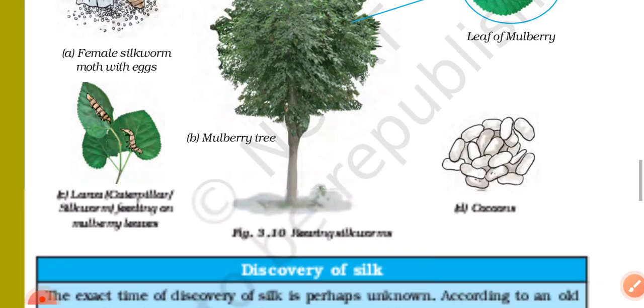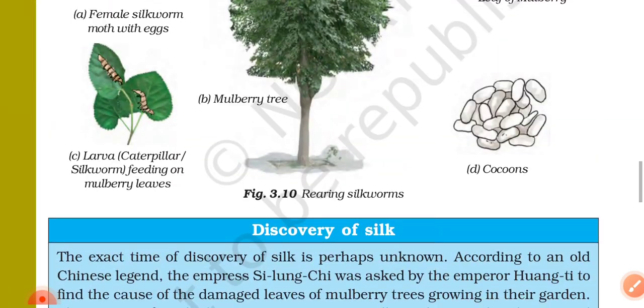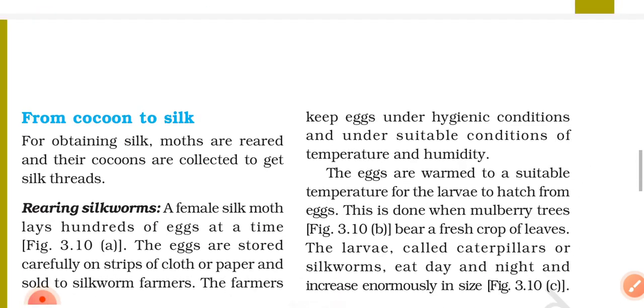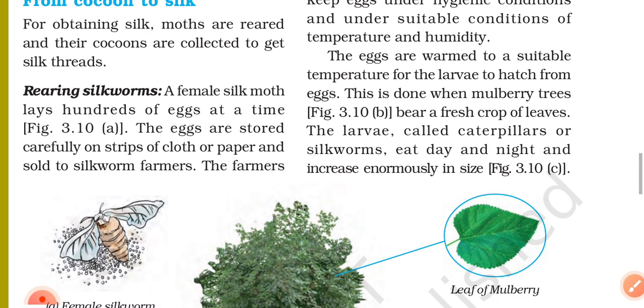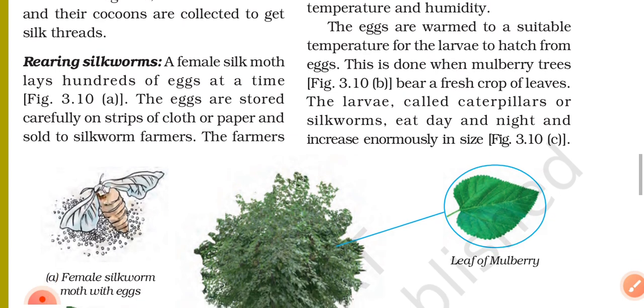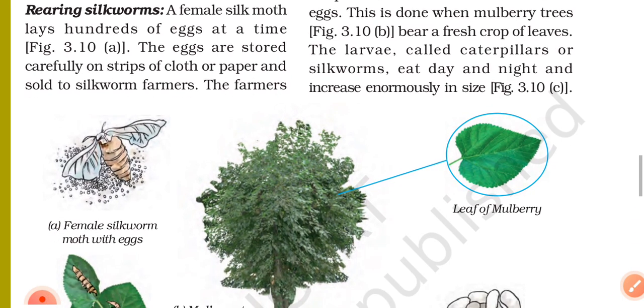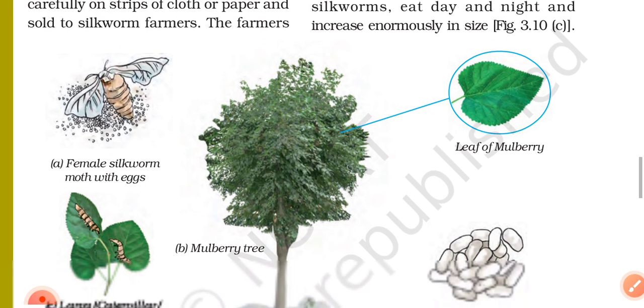The farmer keeps eggs under hygienic conditions and under suitable conditions of temperature and humidity. The eggs are warmed to a suitable temperature for the larva to hatch from the egg. This is done when mulberry trees bear a fresh crop of leaves. The larva, called caterpillar or silkworm, eats day and night and increases enormously in size.